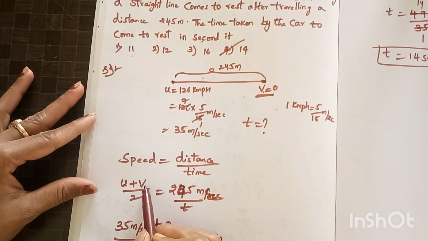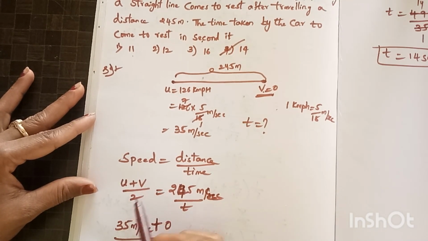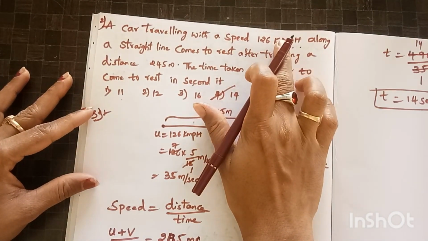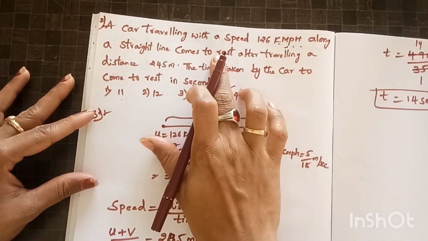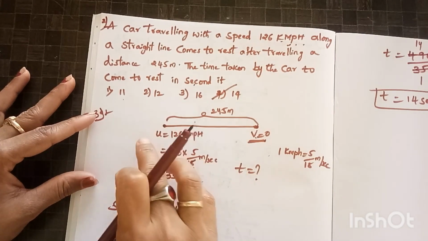Why am I considering u plus v by 2? Because it said starting with speed and ending with rest. So I should consider u and v.